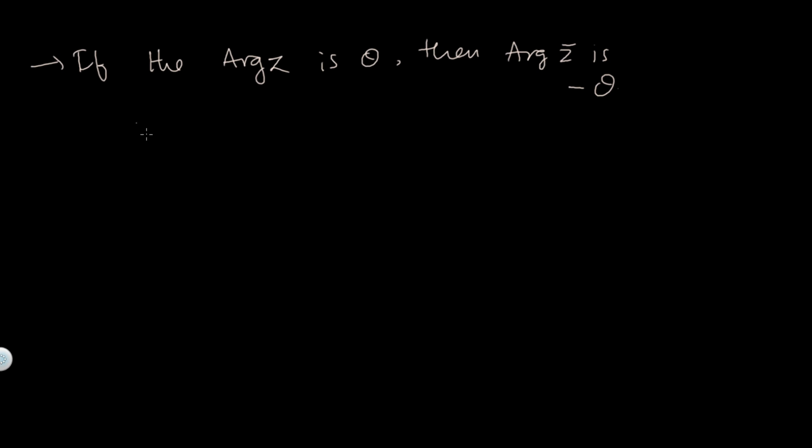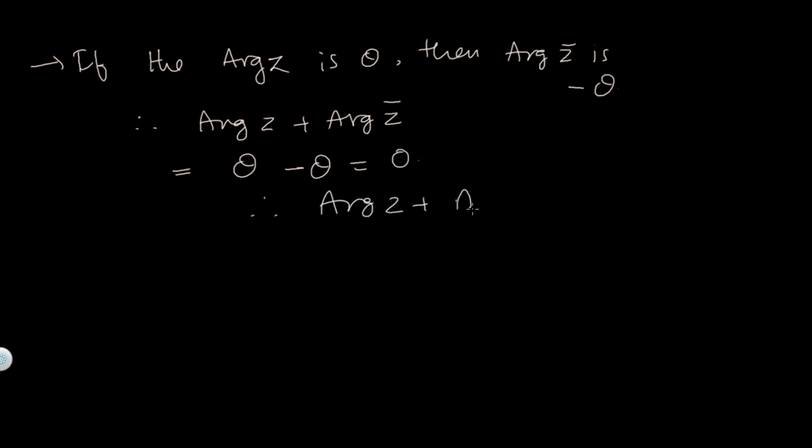Next, from this we can say, second point, if the argument of z is theta, then the argument of z bar is minus theta. Therefore, argument of z plus argument of z bar becomes theta minus theta, which is 0. So remember the formula: argument of z plus argument of z bar is equal to 0. This is the most important formula.